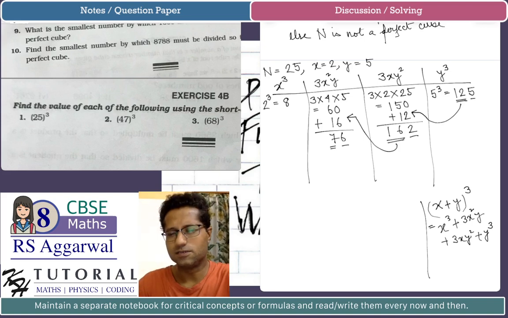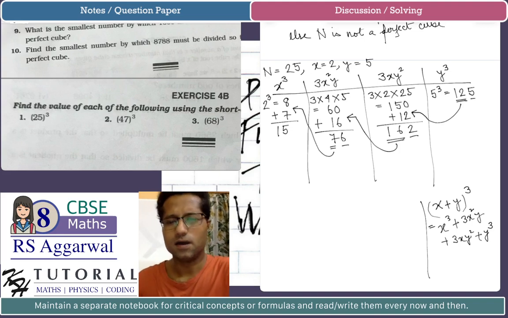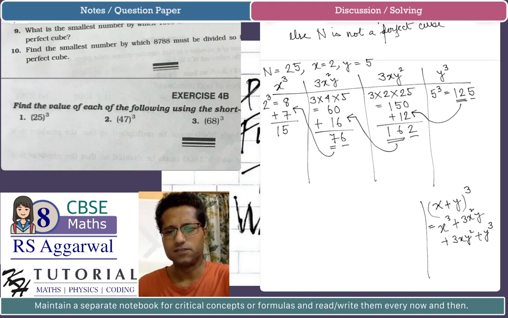Now, so this is basically the concept. You are carrying forward the number formed by the digits apart from the units digit from the current column to its previous column. So I will add 8 with 7, and I have 15. In the leftmost column, all the digits will be used.